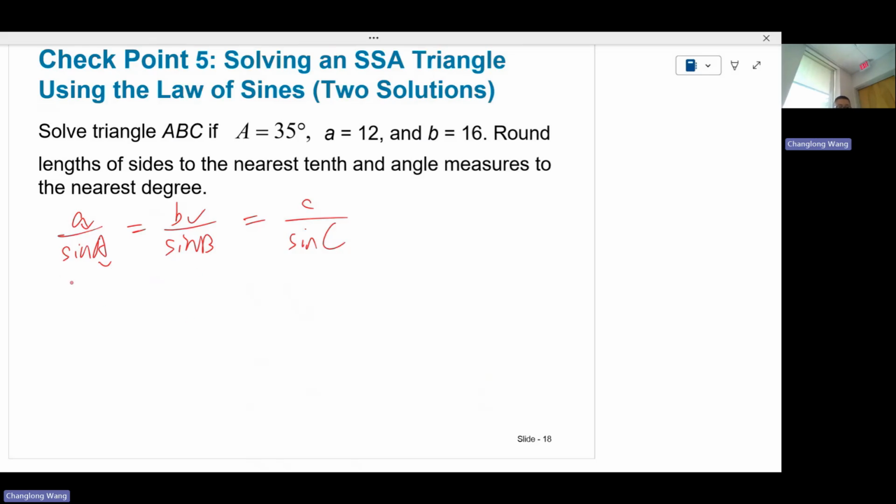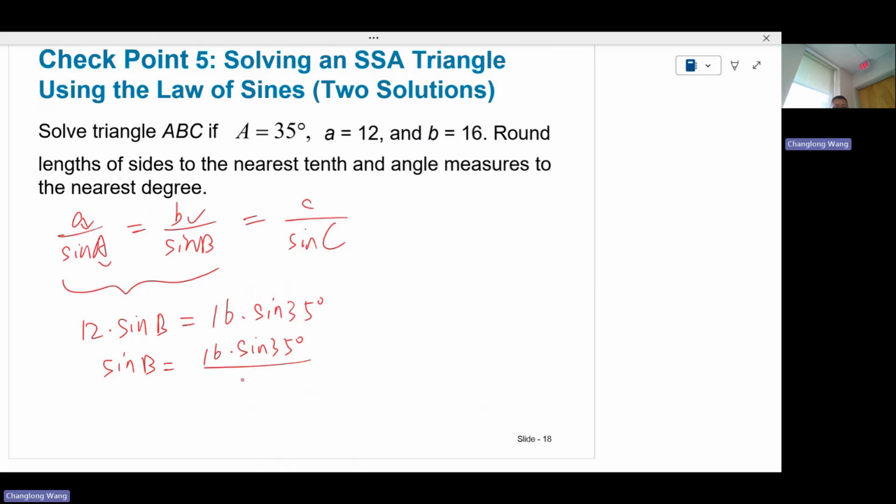So from the first equation, right? So you know what? Let me just let you know what I did. So a times sine B, cross multiplication. So 12 times sine B, letter B, is 16 times sine of A, 35 degrees, right? So I'm going to solve for sine B, which is 16 times sine 35 over 12. Again, can you guys do me a favor? Tell me what sine B is equal to.